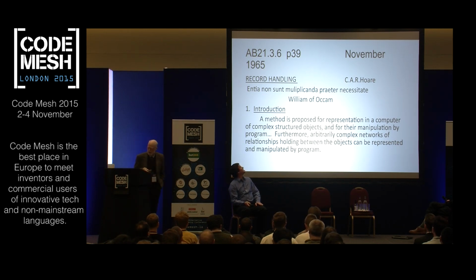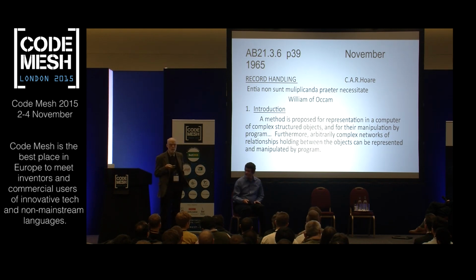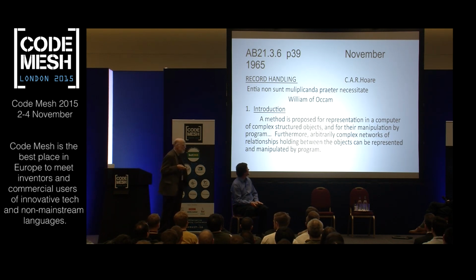Right, well, my next programming language design was published very shortly afterwards. It was called record handling, and it made a proposal that one should include into the next Algol language something which is now known as object orientation. It begins: a method is proposed for the representation in a computer of complex structured objects and for their manipulation by program. Furthermore, arbitrarily complex networks of relationships holding between the objects can be represented and manipulated by the program.